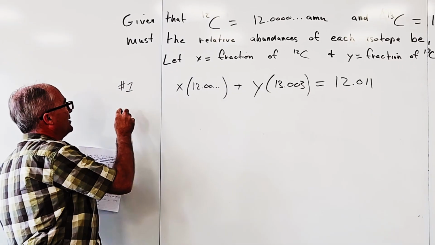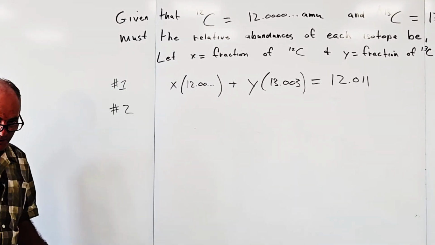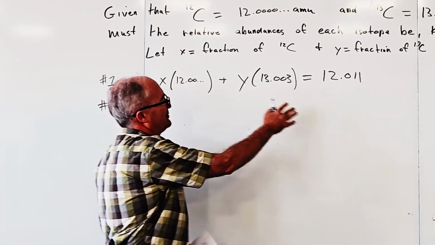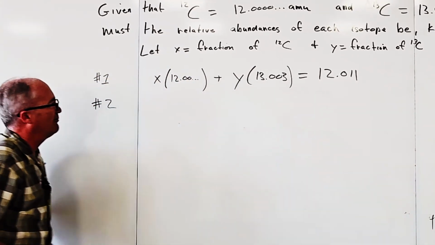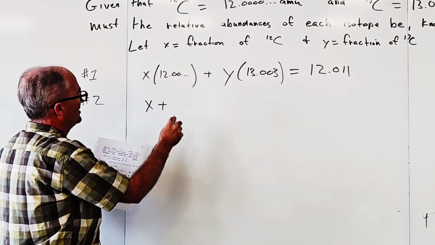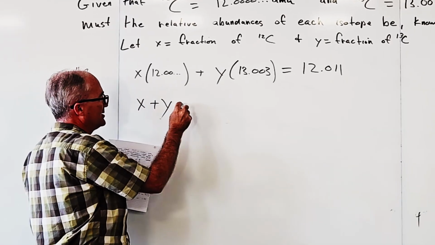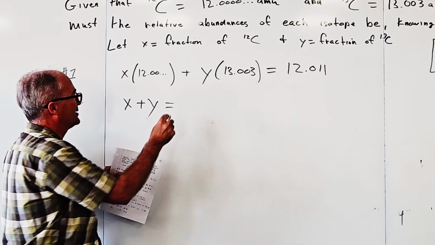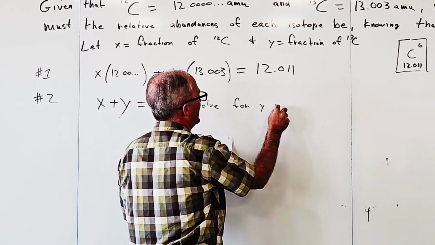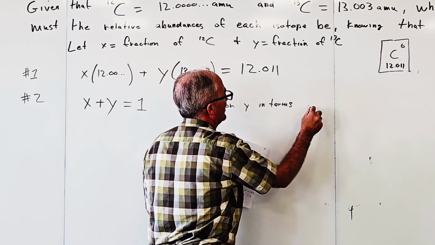What do I know about X and Y? They're both fractions. What do those two fractions add up to? Now this whole thing sums up to that, but if I add X and Y, what do I get? 100 if it was percentages, and we're going to just keep it in decimal fractions. So then this equals what? 1, yeah, exactly. So now I can solve for Y in terms of X.